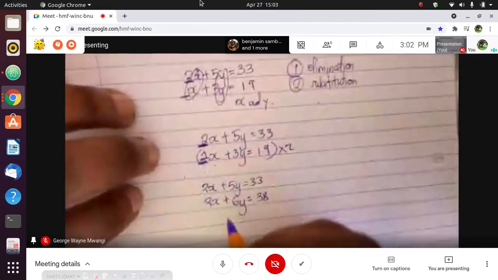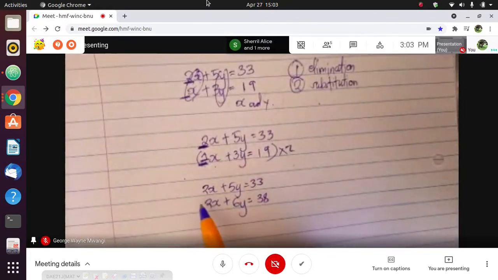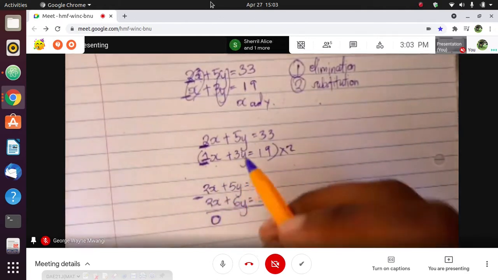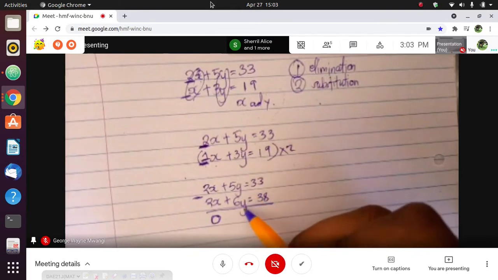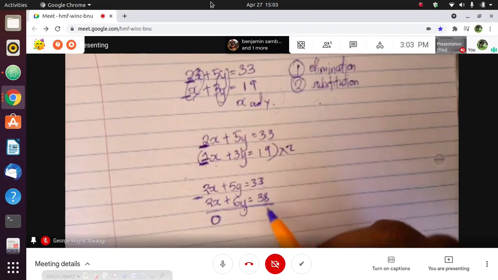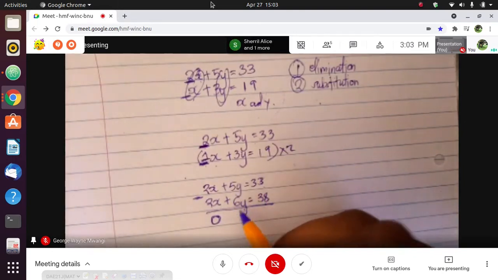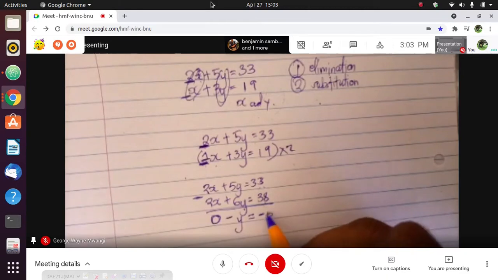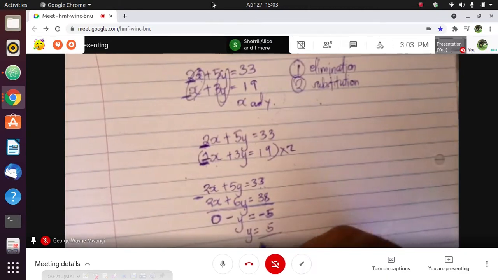Now let us eliminate x. So how are we going to eliminate it? We subtract. Now we subtract this x. What we are left with here is 0. Now since we are subtracting, we are going to subtract everywhere. So we will still subtract here for the variable y, and we subtract for the answer. So 5y minus 6y gives us minus y is equal to 33 minus 38 gives us minus 5. Therefore, the value of y will be 5.